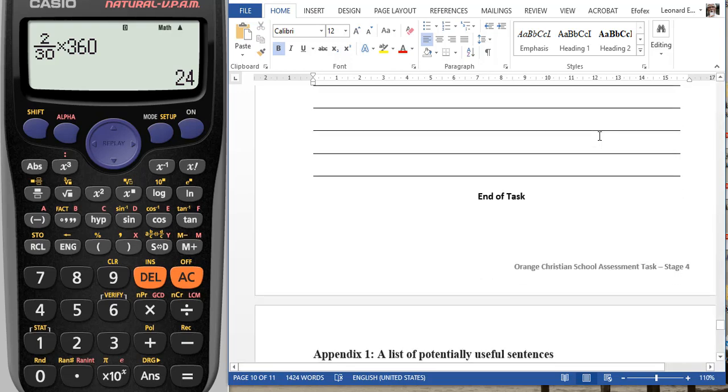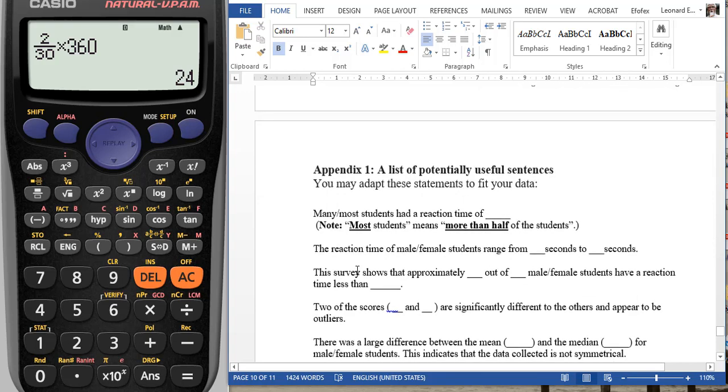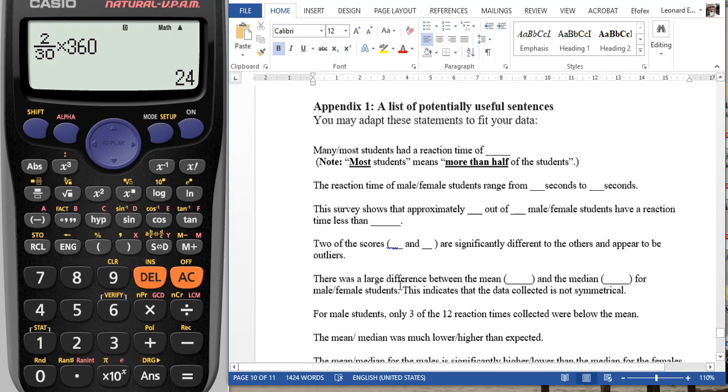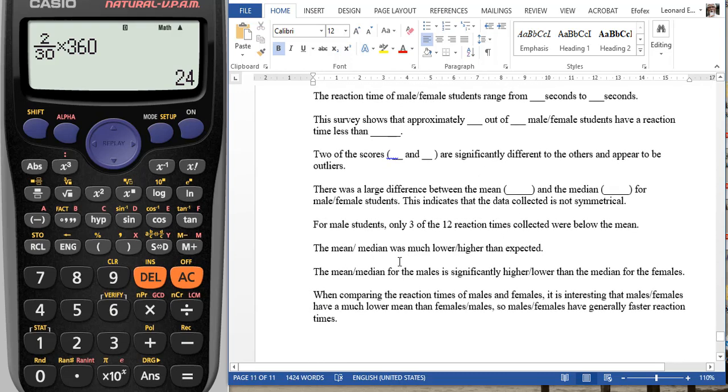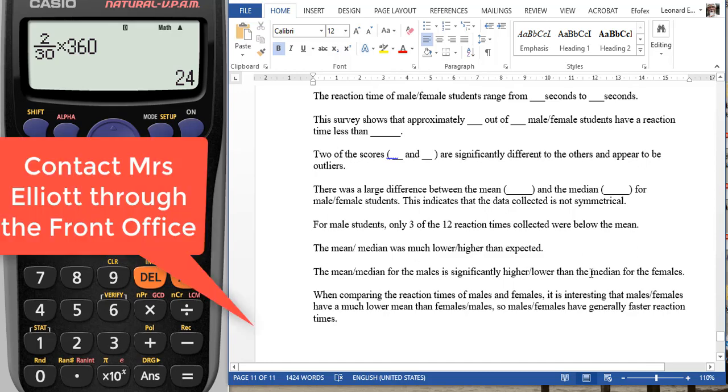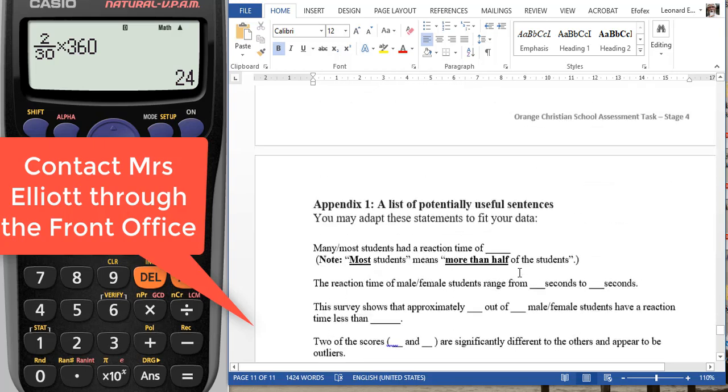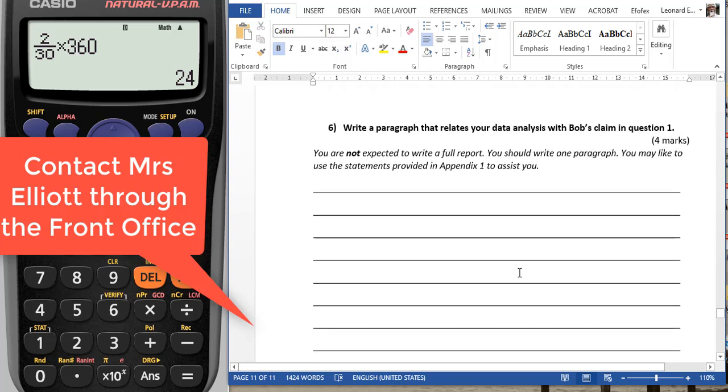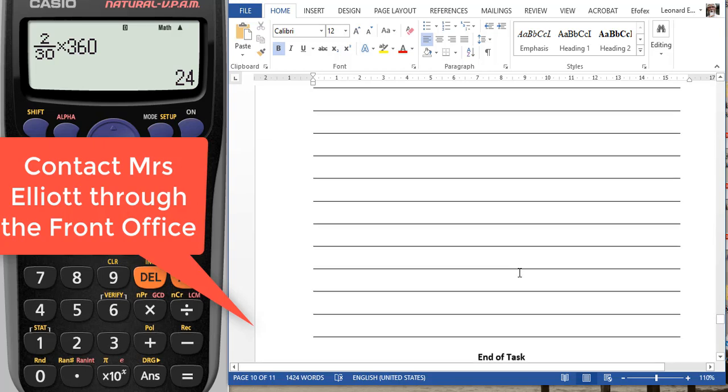I've provided some statements that they may want to use. For example, they might say that the reaction time of a male student ranged from, and they would write the lowest score to the highest score. They might say that the mean was much lower than expected, or the mean for males was higher than females, etc. And so they only need to write a paragraph. They shouldn't be using more space than this.